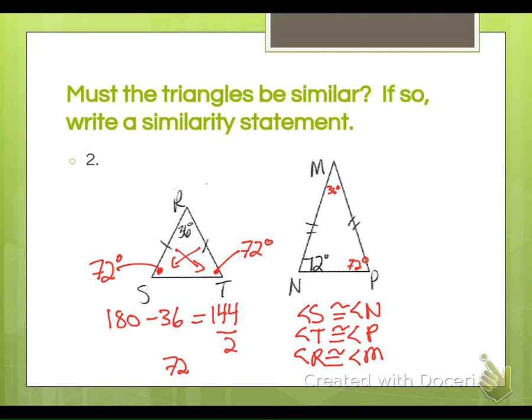So we know, since we have 2 congruent angles, that we can use that AA postulate, and we can now write that similarity statement. Writing out our angles congruent allows us to do that easily. We already see where they have to match up. So when I do this, I just write straight down STR and NPM. So triangle STR is similar to triangle NPM. That's our similarity statement. By writing it down like that, we've already matched up the angles in the order they're supposed to be.